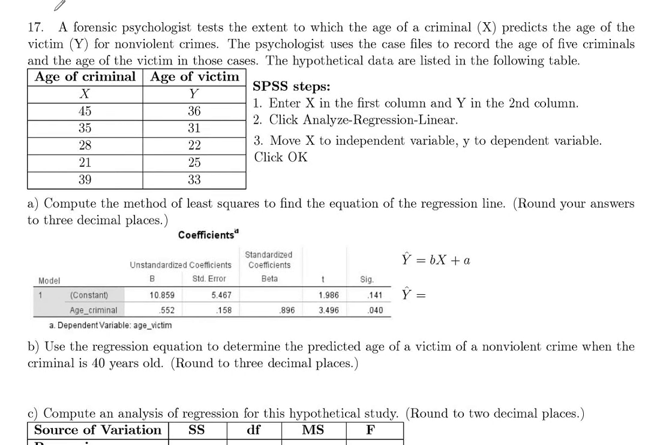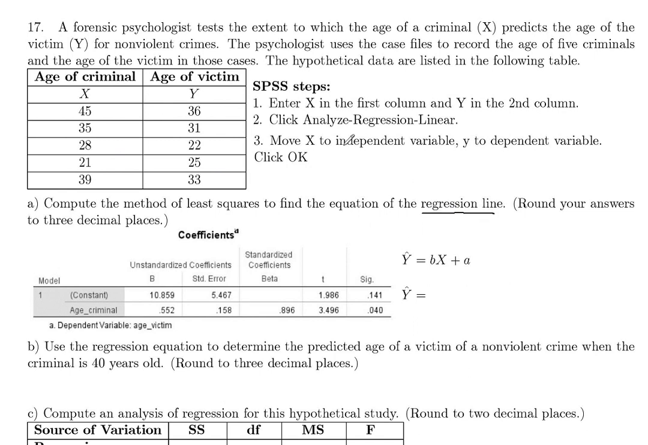We're working on WebAssign Homework 7, Problem 17. We've got a little bit of CSI going on here. We are doing some forensic psychology. We are trying to correlate age of criminals and age of victims in a linear relationship. So that's called a least squares line or a regression line that we're trying to find. That's what they want in Part A.